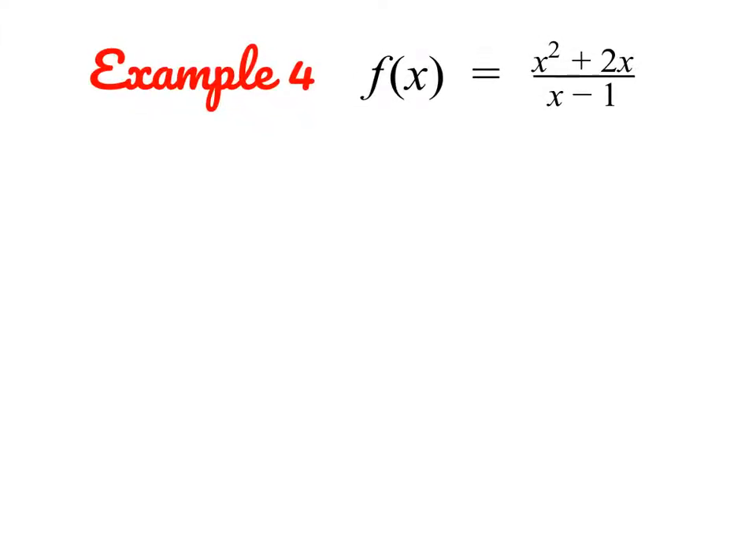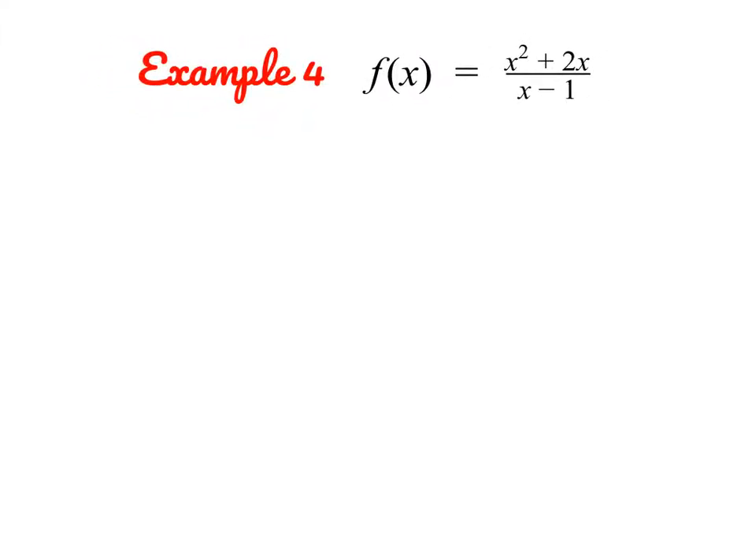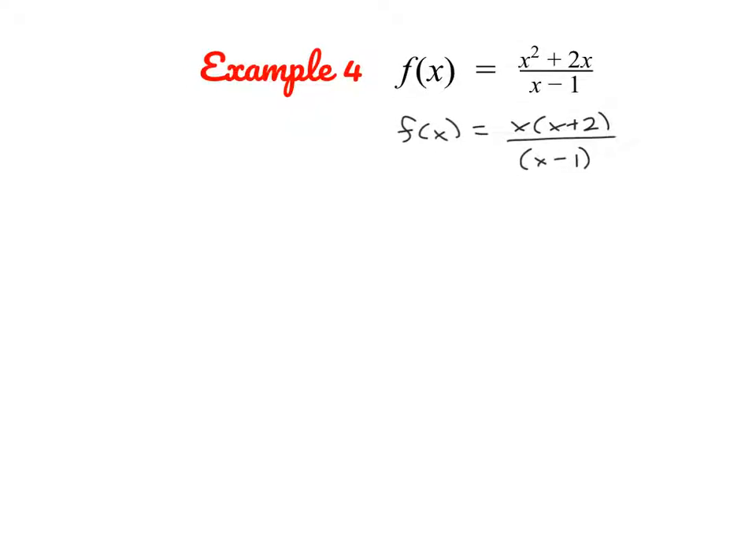Okay, let's give this next one a try together as well. So here we have x squared plus 2x over x minus 1. So let's factor out our numerator just to confirm that we don't have any removable discontinuities or anything like that. So now let's start by listing our x and y intercepts. So I see that I have two x-intercepts here.